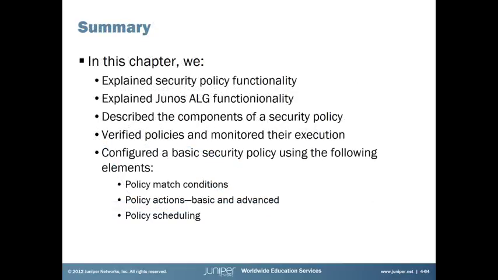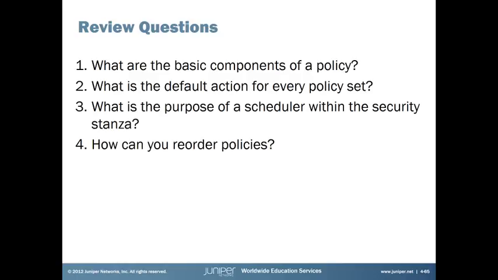Okay, so in this chapter we looked at the security policy functionality, explained GNOS ALG functionality, described components for the security policy, verified the policies, monitored the execution, configured basic security elements, looked at matching, actions, and scheduling. Some questions: what are the basic components of a policy? So what do we need? Well, we have a context, and that's from a zone to a zone. It has a name, it has matching criteria, which is source address, destination address, application, and it's got an action.